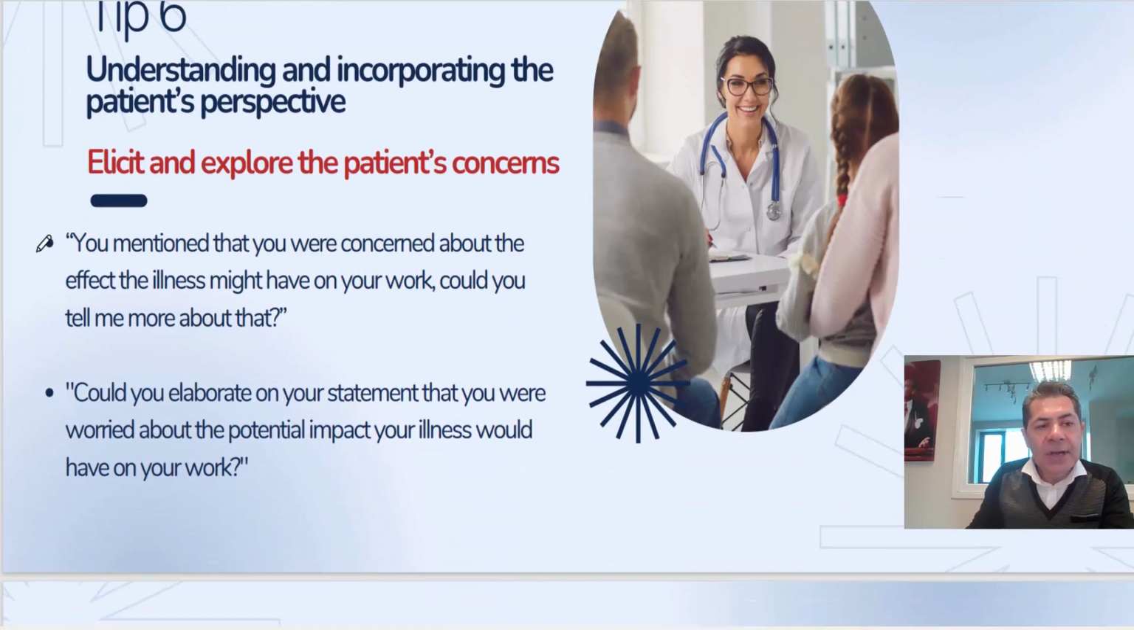Or you can use these structures. You mentioned that you were concerned about the effect the illness might have on your work. Could you tell me more about that? Another one, which is just a restated version of this sentence: Could you elaborate on your statement that you were worried about the potential impact your illness would have on your work?